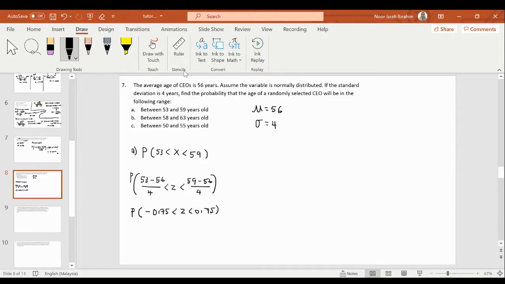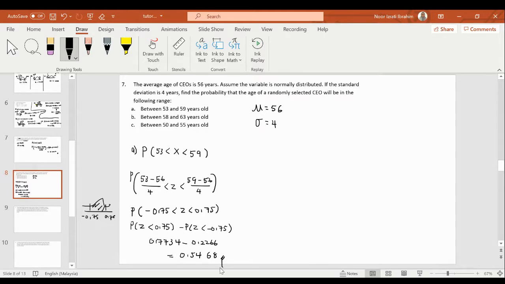When we shade the region of this, negative 0.75 here, 0.75 here. To find the shaded region, this is equivalent to the probability when z less than 0.75 minus the probability of z less than negative 0.75. That will give us 0.7734 minus 0.2266, and the answer will be 0.5468.